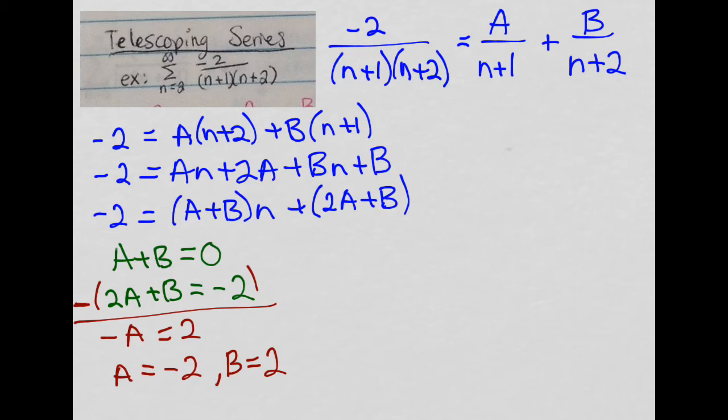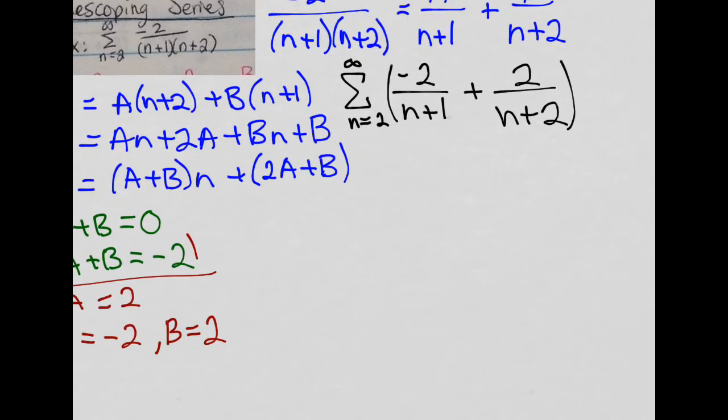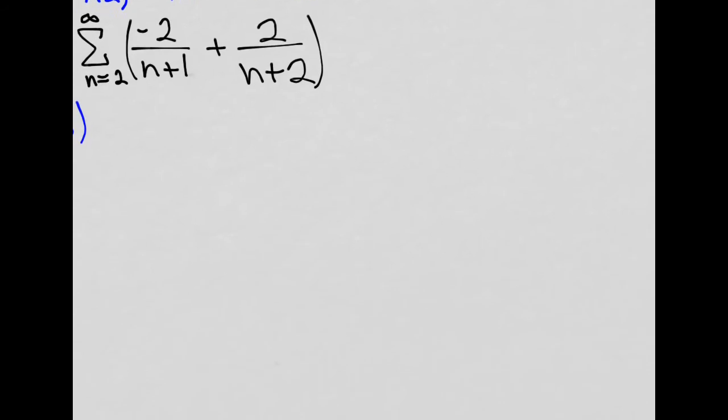Alright, so our expression is 2 over n plus 1 minus 2 over n plus 2. And that is our series from n equals 2 to infinity. Okay, now let's see what is happening with that series.